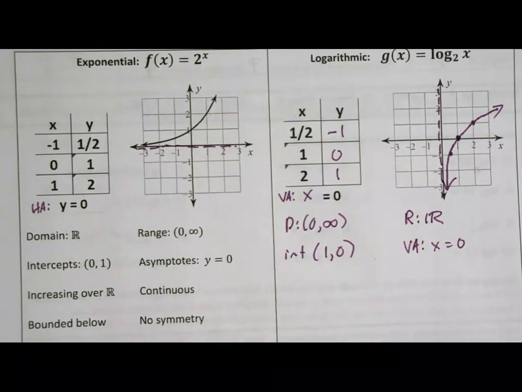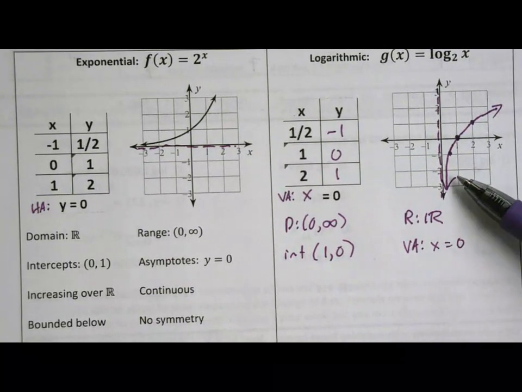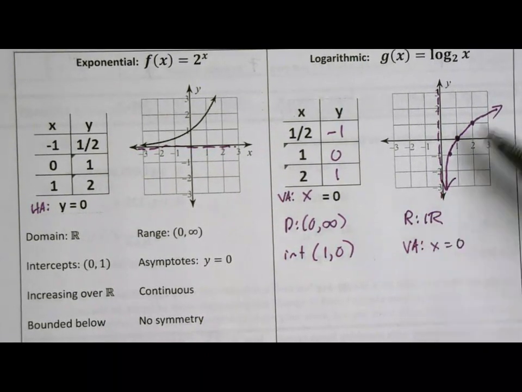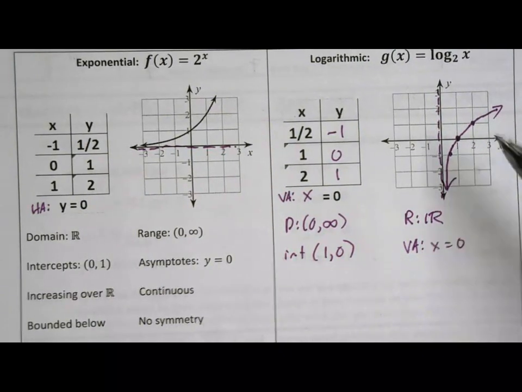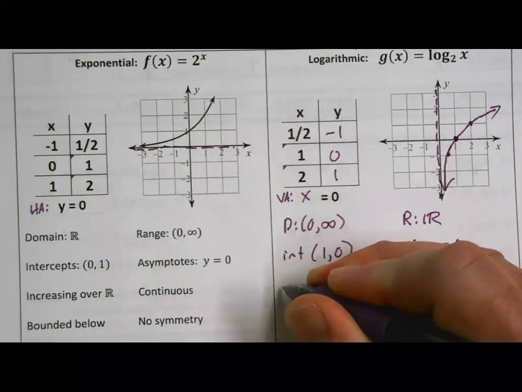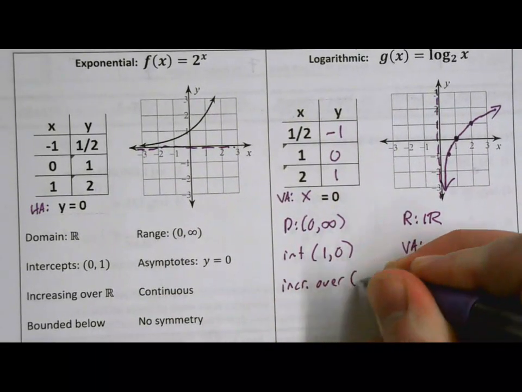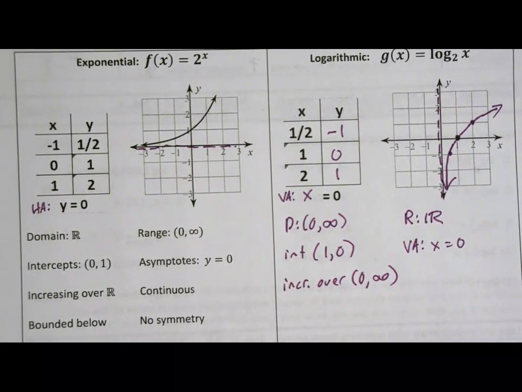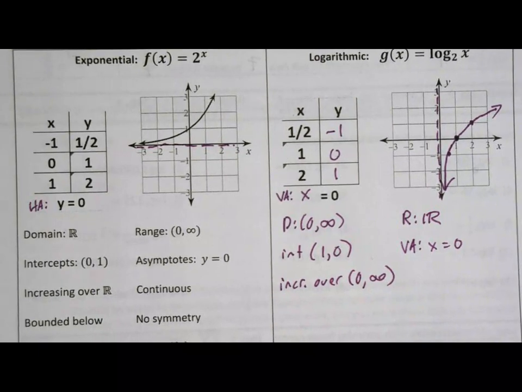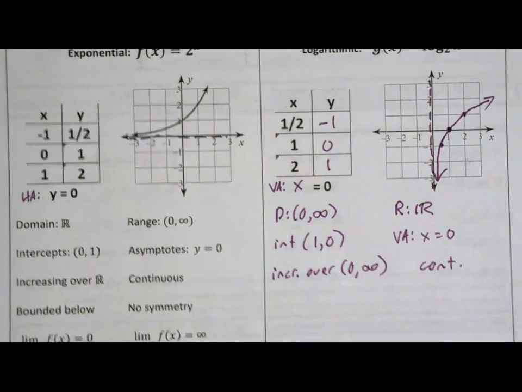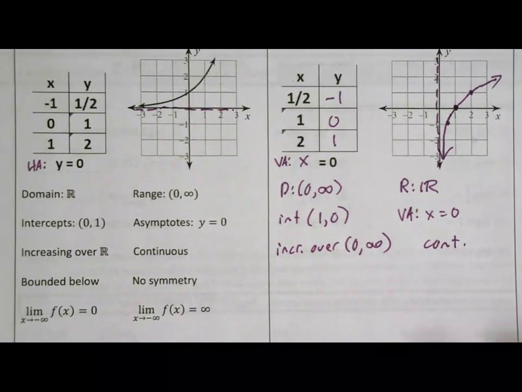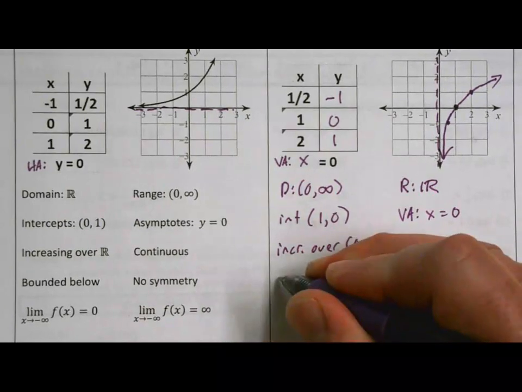Tell me about the log function. Is it increasing still? Yeah. Is it increasing for all real numbers? No, because the graph doesn't cover all real numbers in the x direction, does it? It only increases from 0 to infinity. So it increases over the whole domain, which is 0 to infinity. Are we still continuous? Yep. Still bounded below? No, we're not bounded at all.